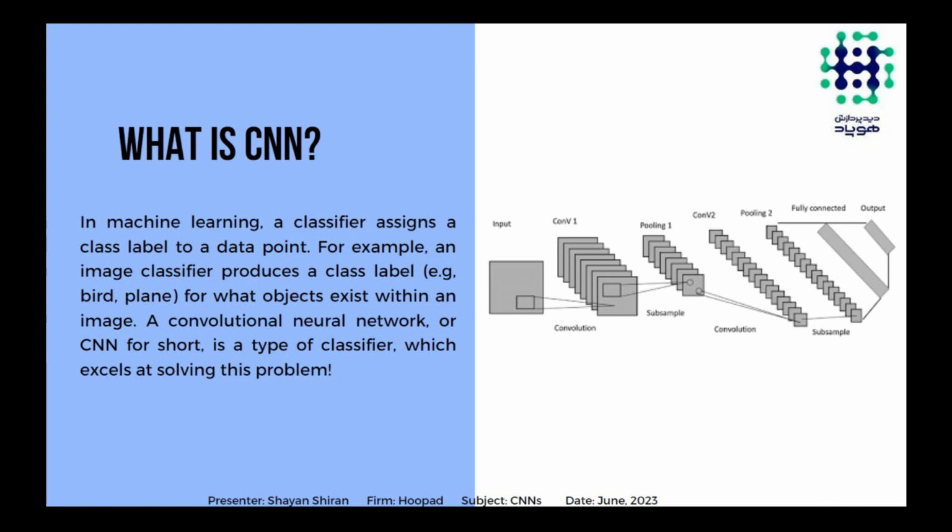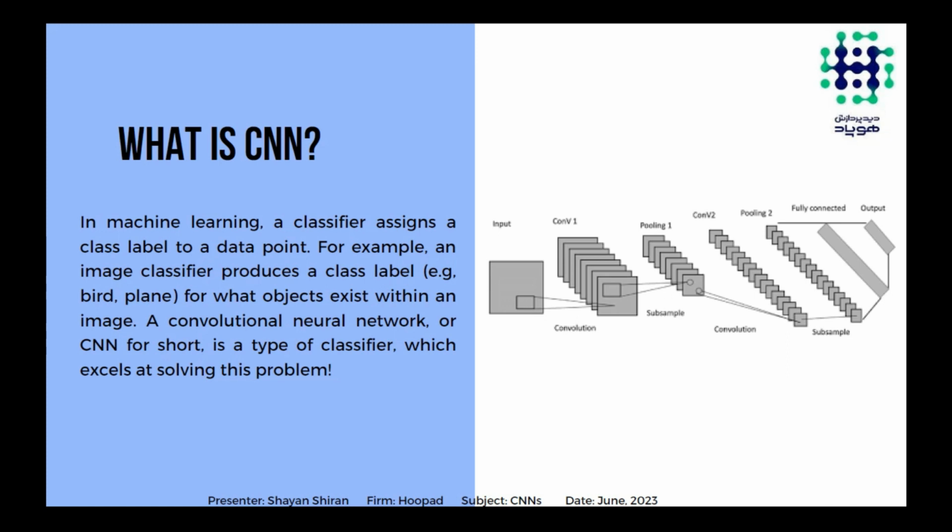In machine learning, a classifier assigns a class label to a data point. For example, an image classifier produces a class label. We have a picture, and our classifier labels the things that it sees in the picture. For example, it sees a bird, it labels it, it's a bird. I don't know, it sees a bag and lots of other things.